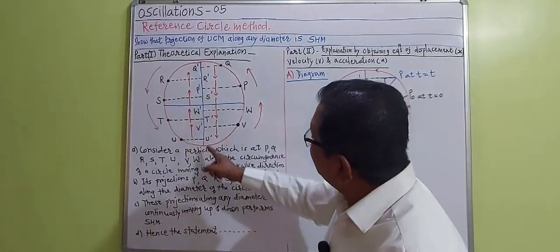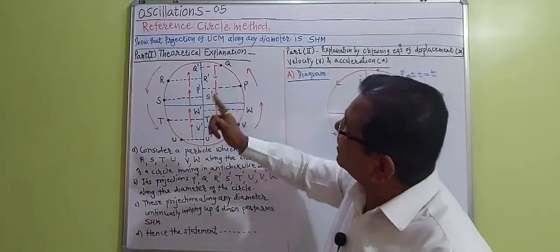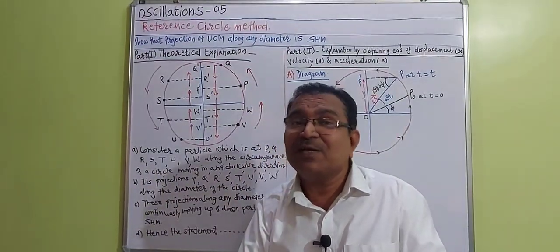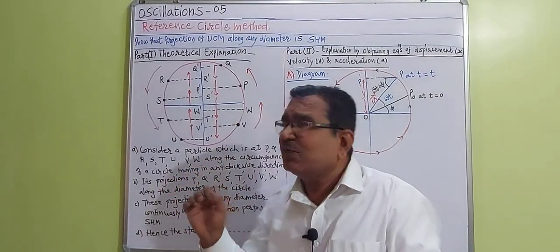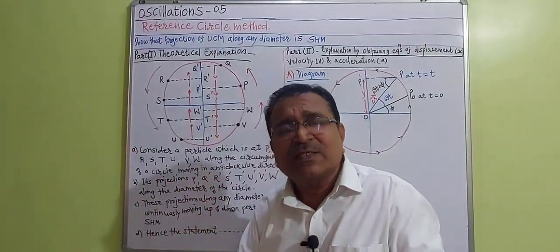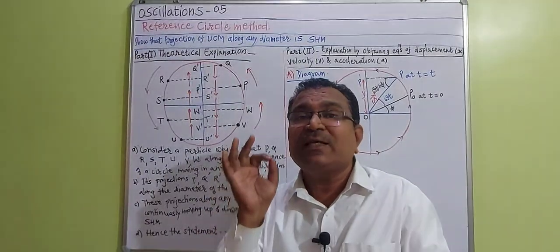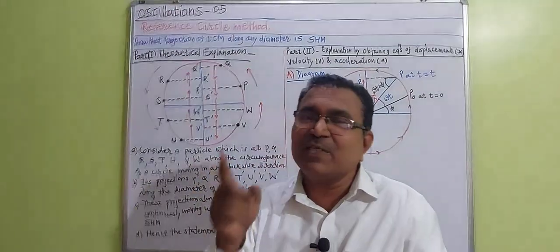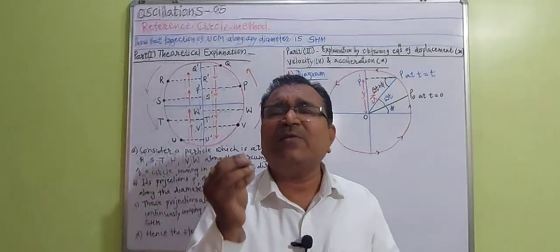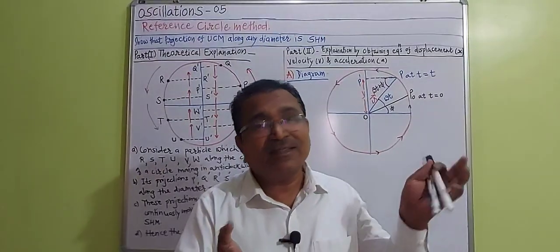That means the projections are moving up and down continuously. Hence the statement is: projection of UCM along any diameter performs simple harmonic motion. And so I have given a title like this, theoretical explanation. This explanation we verify by making use of the equation of displacement, equation of velocity, equation of acceleration. And those equations of displacement, velocity, acceleration we get are the equations of simple harmonic motion. How it is, that we have to see.